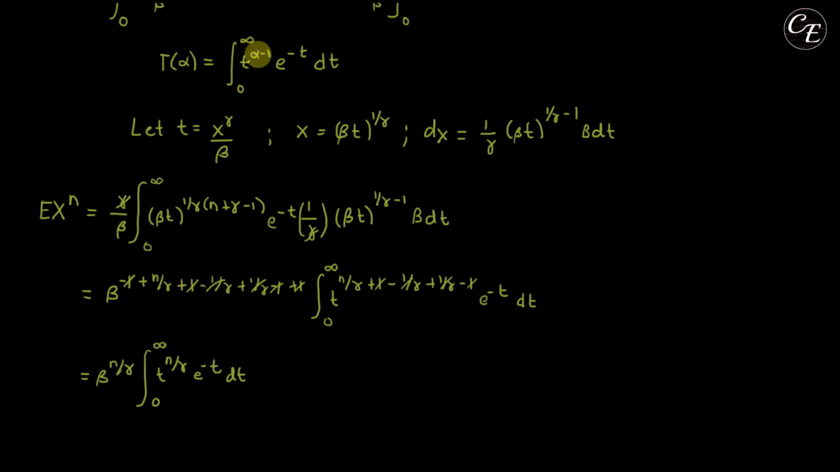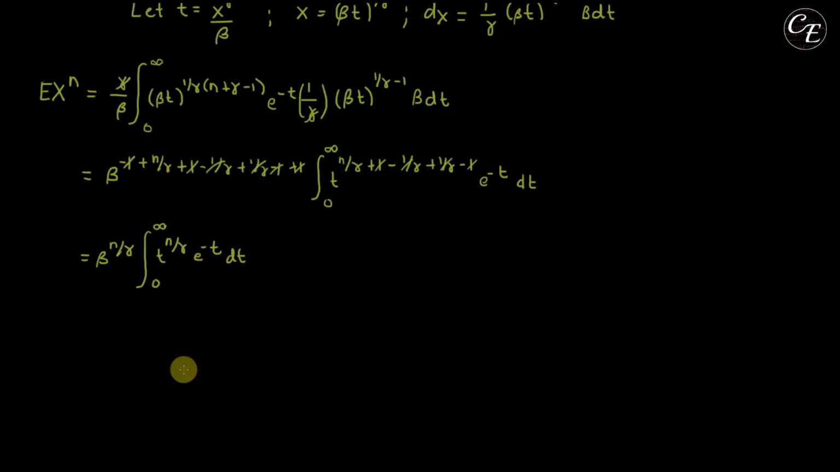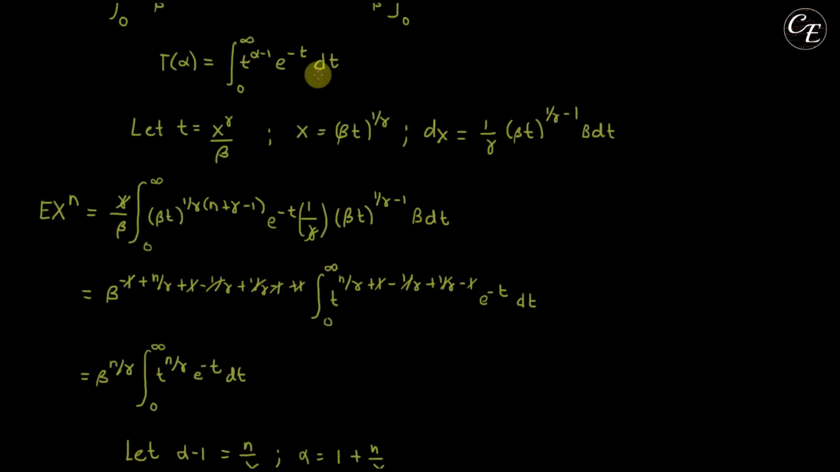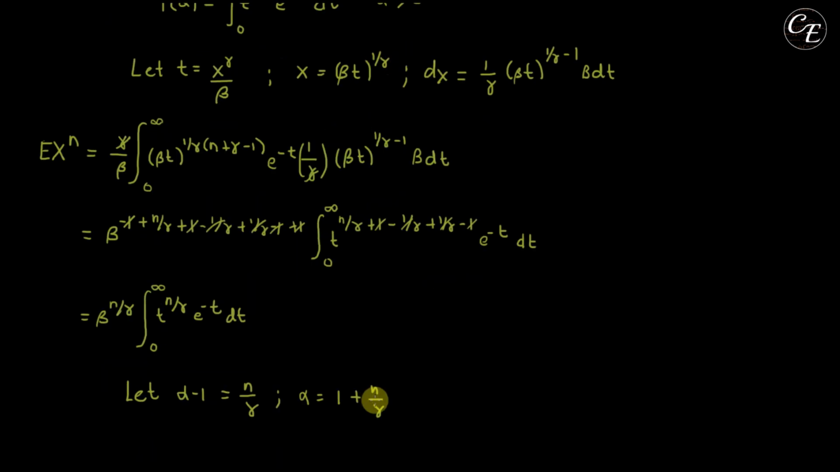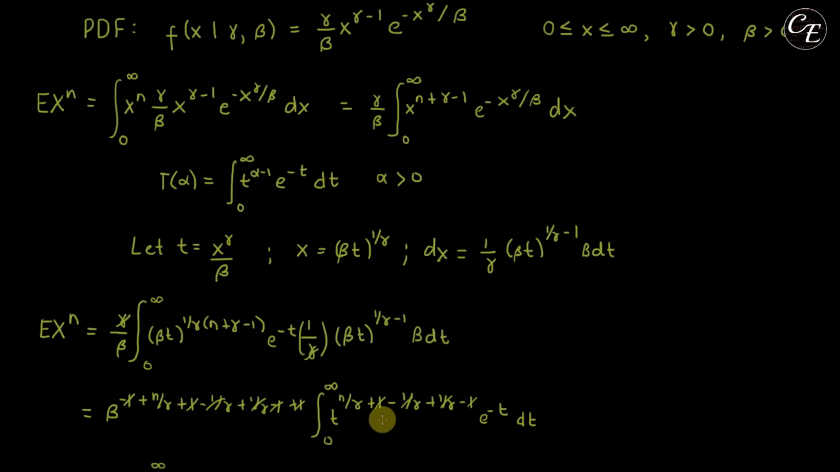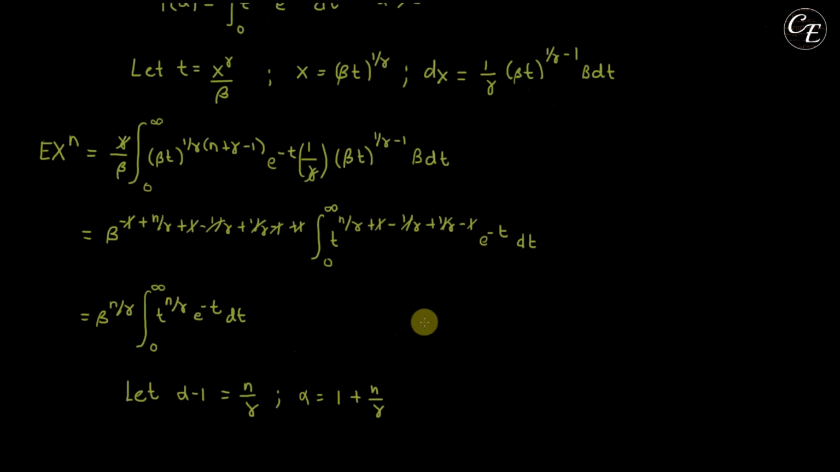So let this alpha minus 1 be equal to this n over gamma. So we have here, let alpha minus 1 be equal to n over gamma, then alpha will be equal to 1 plus n over gamma. Now this gamma function has a restriction. This alpha should be greater than 0. So from here, gamma is greater than 0. So alpha will be greater than 1 or greater than 0. From that argument, this is satisfied, so it's okay to make this transformation.